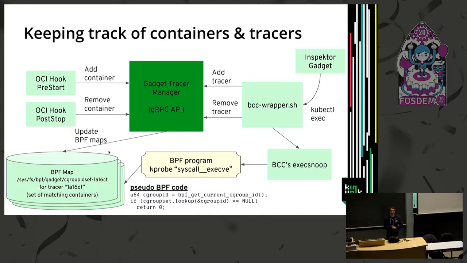And then when I run BCC scripts, like exec snoop, I will specify which BPF map to look at to know which cgroups to trace, basically to know which pod or container labels I want to trace.